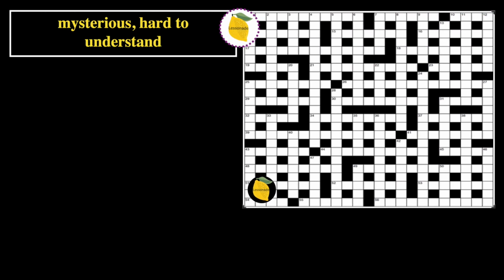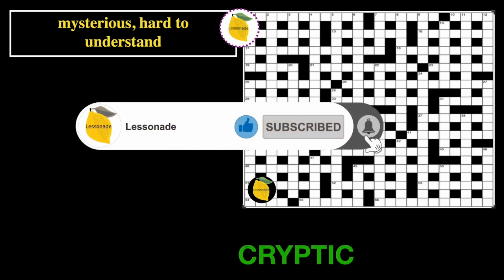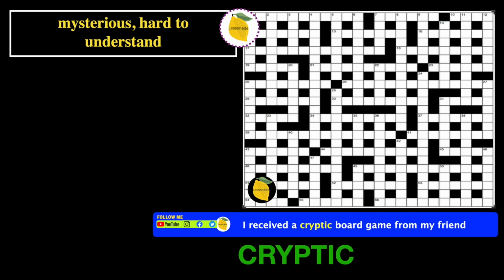The next one is mysterious, hard to understand. And in this picture we can see something that is obviously very mysterious and is hard to understand. And therefore the word will be cryptic. And the sentence for this word is I received a cryptic board game from my friend. And this board game, as you guys could see, is mysterious and hard to understand.